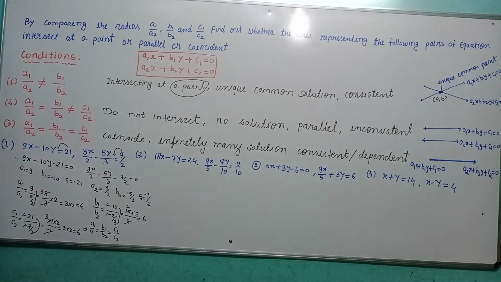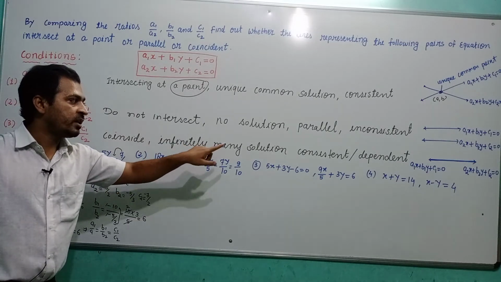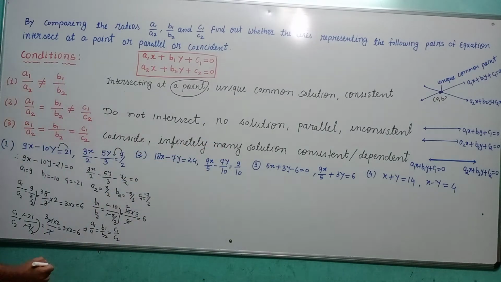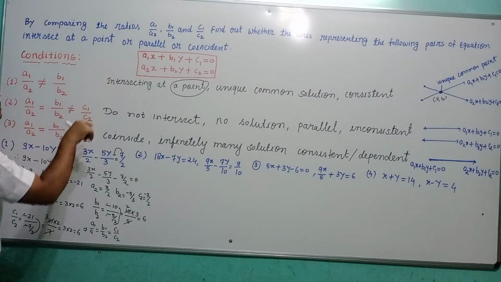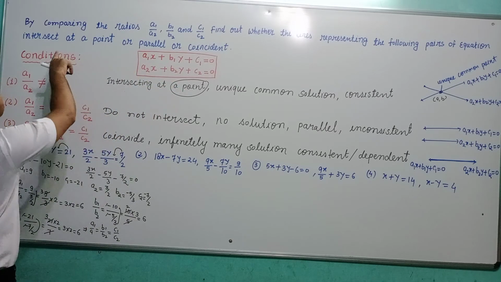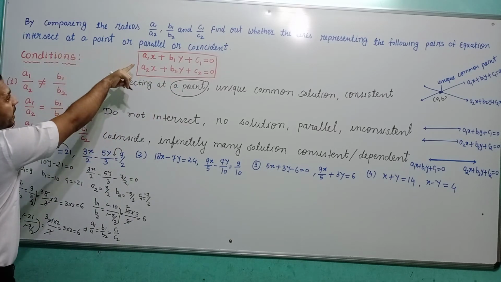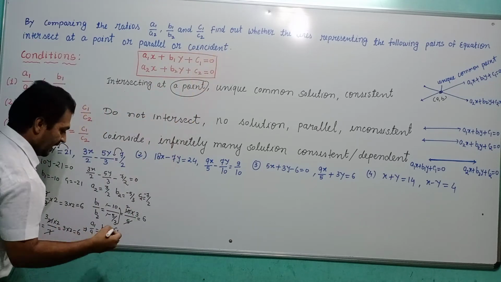So what you can say is that a1 by a2 equal to b1 by b2 equal to c1 by c2 means the lines coincide, infinitely many solutions and consistent. So you can say that the pair of linear equations intersect at a point, or are parallel, or are coincident. So we will write coincident.